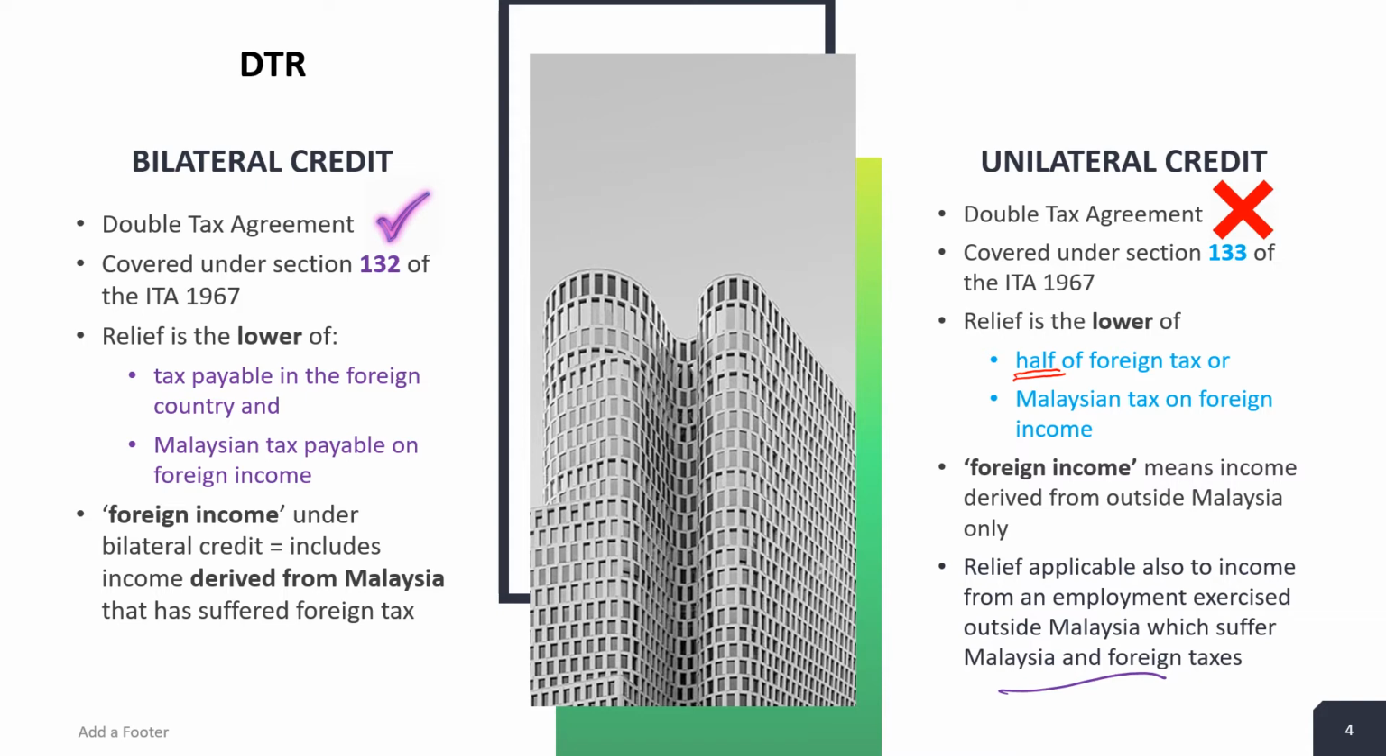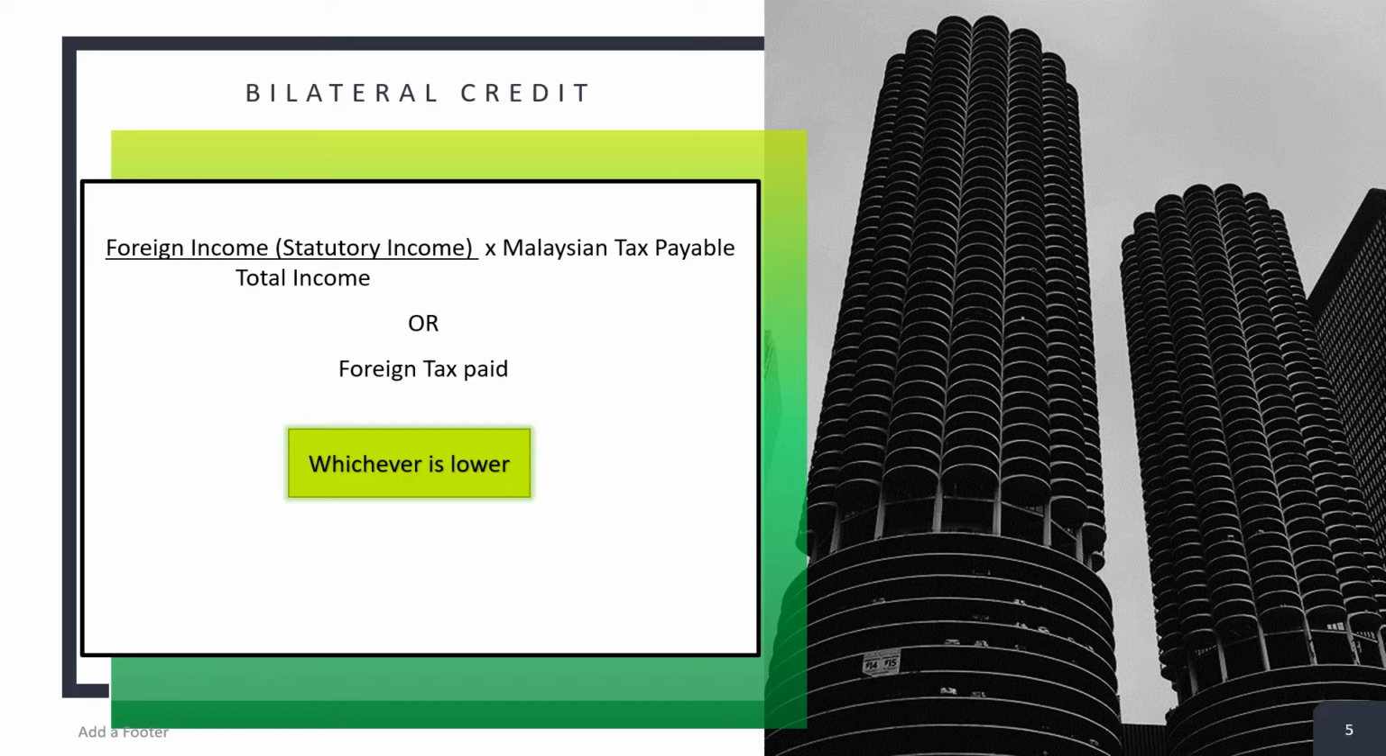Whereas under unilateral credit, the foreign income does not include income derived from Malaysia. It only means income derived from outside of Malaysia. Employment exercised outside of Malaysia is also applicable under unilateral credit. You can read the textbook further on this. Okay, let's go to the next slide.